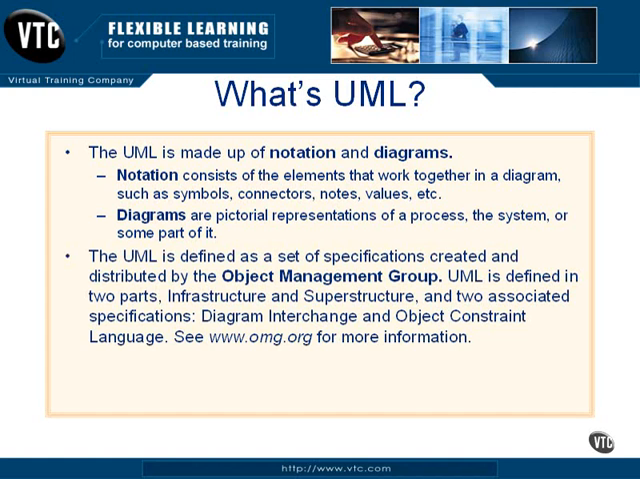Where does the UML come from? Well, it's defined as a set of specifications created and distributed by the Object Management Group, the OMG. UML is defined in two parts, infrastructure and superstructure, and two associated specifications, diagram interchange and object constraint language. You can download these specifications if you want to look them over at the Object Management Group's website, www.omg.org.